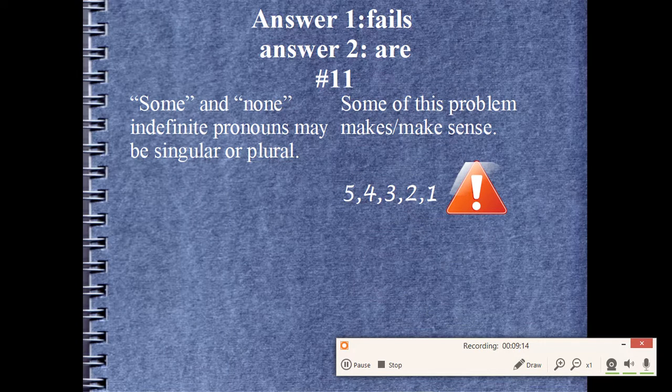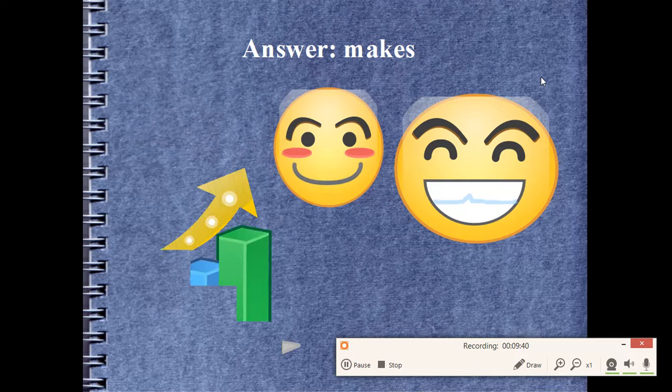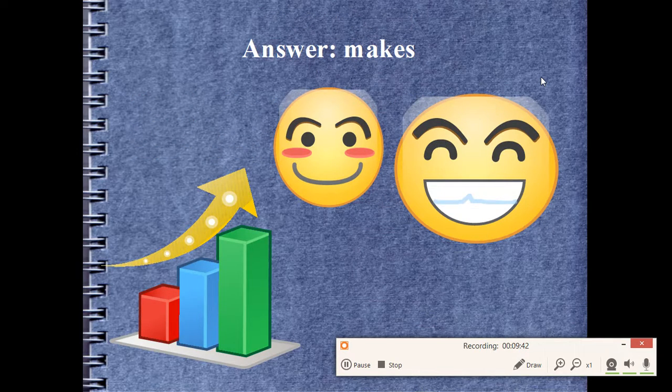Okay, so we're on the last one, number 11. Here's the rule. Some and none indefinite pronouns may be singular or plural. Here's the question. Some of this problem makes or make sense. 5, 4, 3, 2, and 1. The answer is makes.